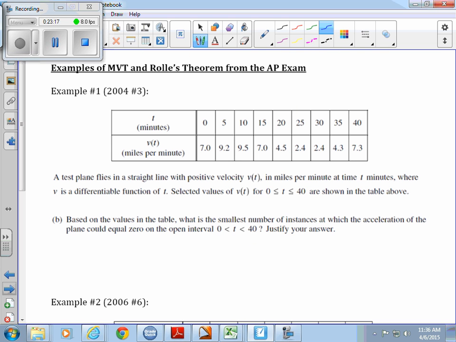Okay, this is an example of a mean value theorem problem pulled from an AP exam. This is the 2004 exam, number 3. This is the exam I took. I mean, yes, because I taught it like 4 times, but no. Other than that, I don't remember.